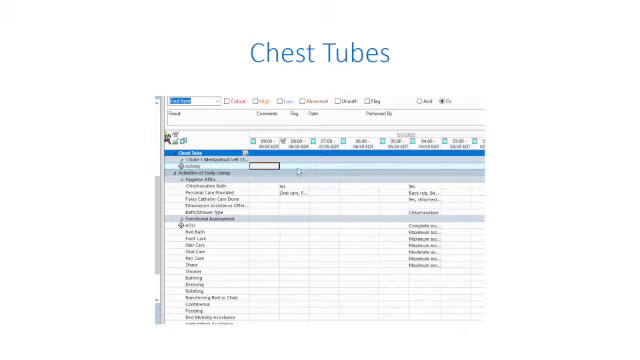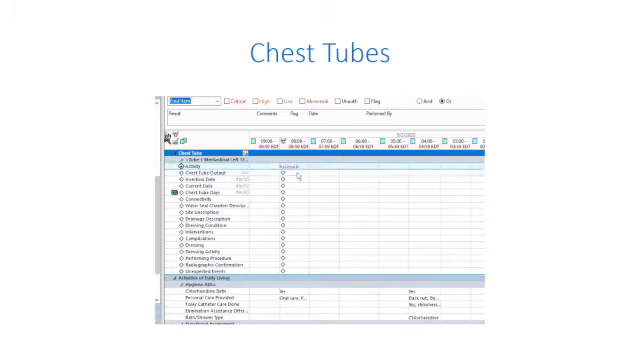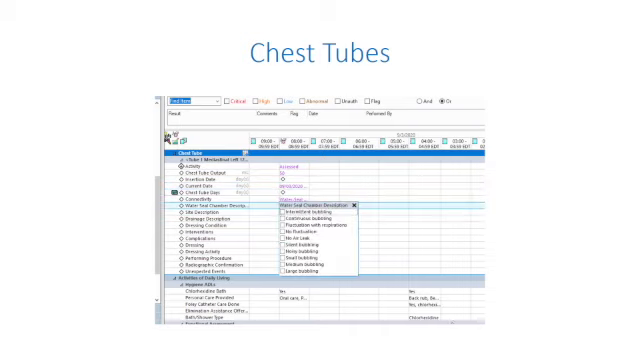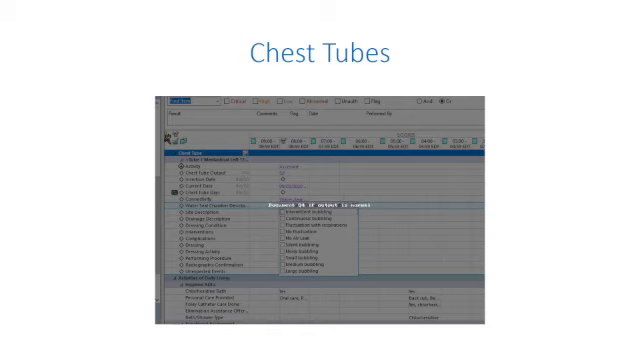If you know the insertion date, it's very important to go ahead and include that, so it could keep counting down the days of how many days the chest tube has actually been inside of the patient. You want to document the connectivity. Is it to water seal, 20 centimeters of suction? Is it to air? What is it to?